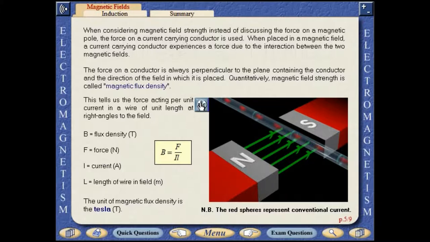Quantitatively, magnetic field strength is called magnetic flux density. This tells us the force acting per unit current in a wire of unit length at right angles to the field. The unit of magnetic flux density is the Tesla.